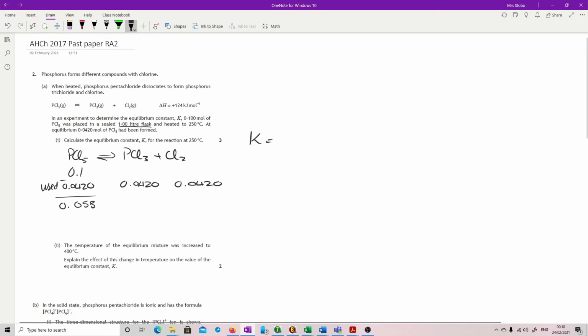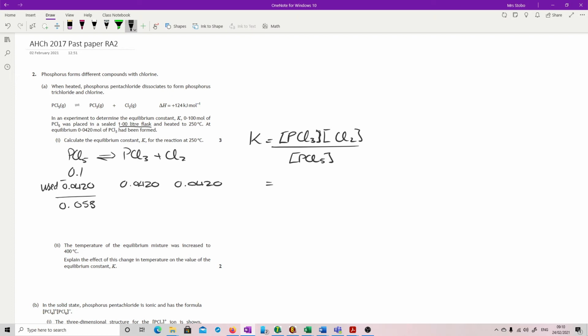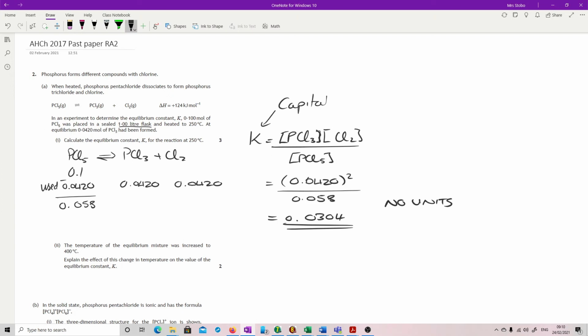Now I've got these numbers, I can just plug them into K. So K is, and again, data book, we've got our concentration of our products, oh, that should be a squared one, over our concentration of our reactants. So in fact, I could just do squared, over 0.058. And that gives us 0.0304. Really, really important, do not put units in, and this must be a capital K, otherwise you're saying different things.